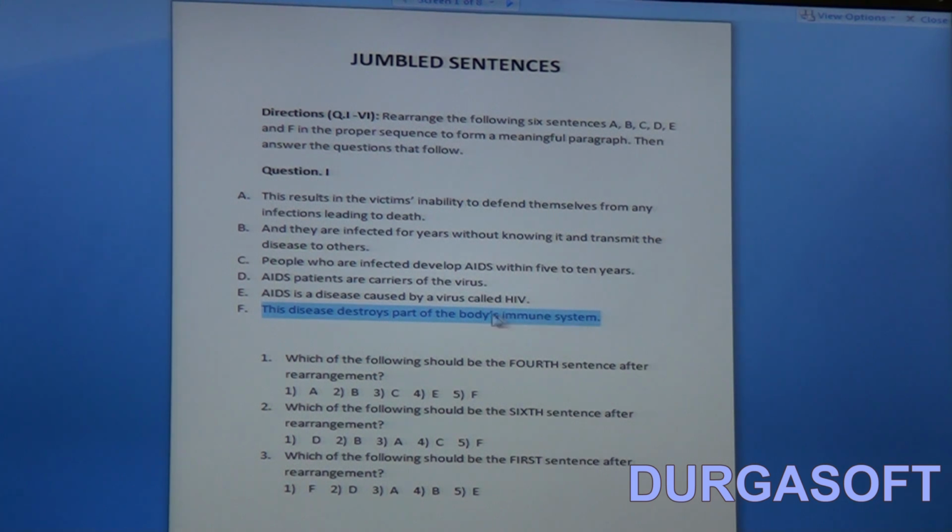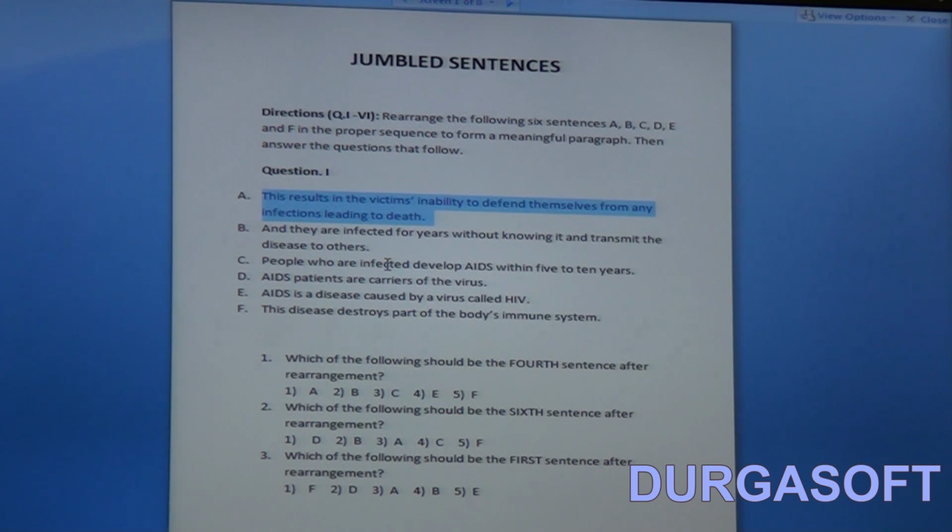Exactly. If the body's immune system is destroyed, then it results in the victim's inability to defend themselves from any infections leading to death. Okay, so that is the order. First we introduce the disease, then we said what it can do to the body, and next we said what happens as a result of the destruction of immune system. So we have got the first three sentences. So now we have three more sentences with us.